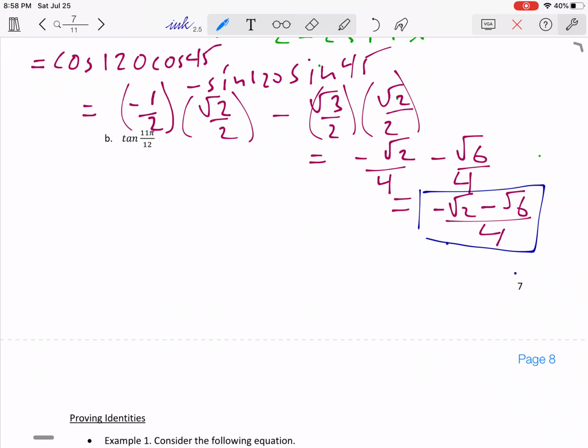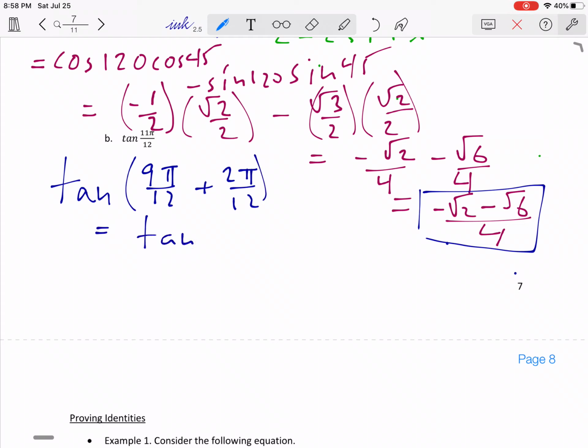So what I'll do with this one is I'll make this tan of 9 pi over 12 plus 2 pi over 12, which, if I put this in lowest terms, is going to equal 3/4 pi plus pi over 6.